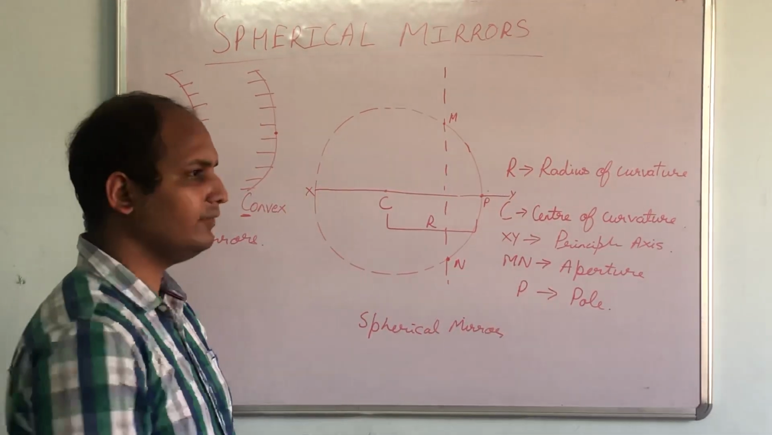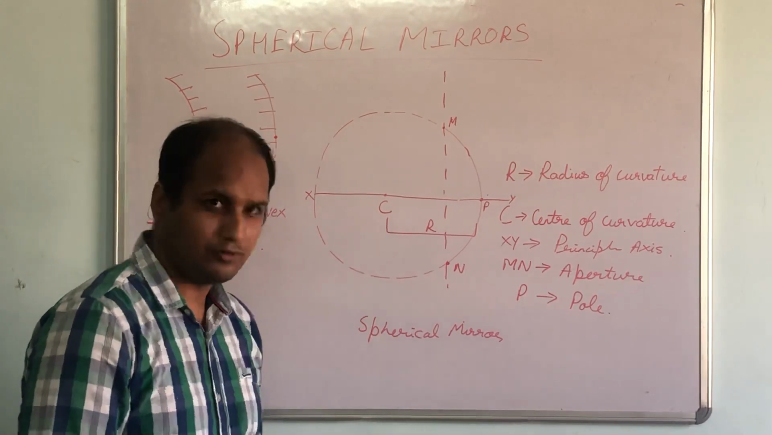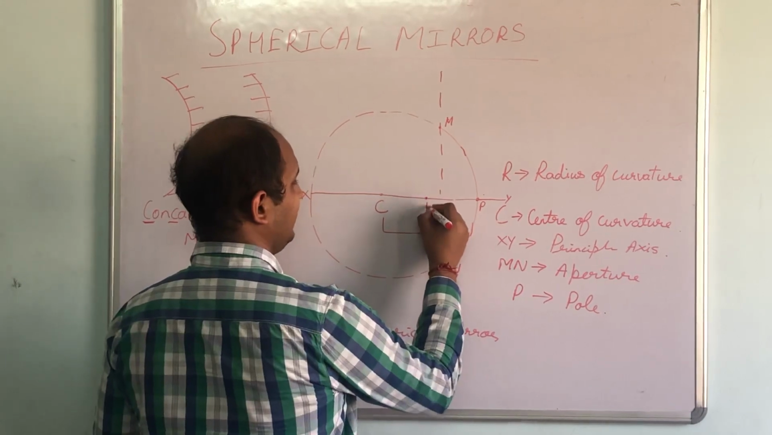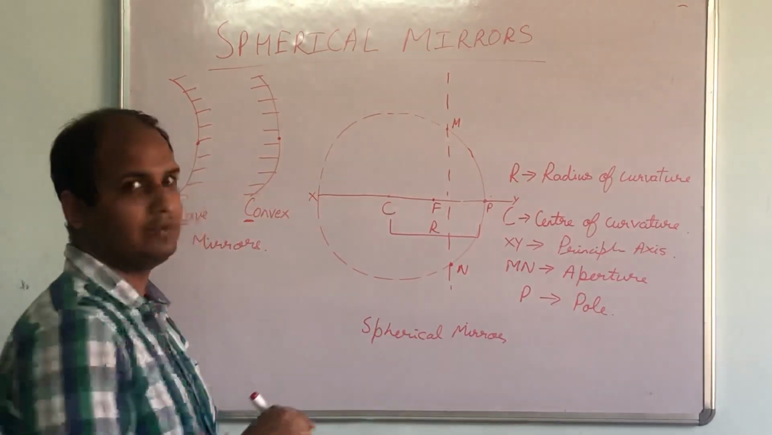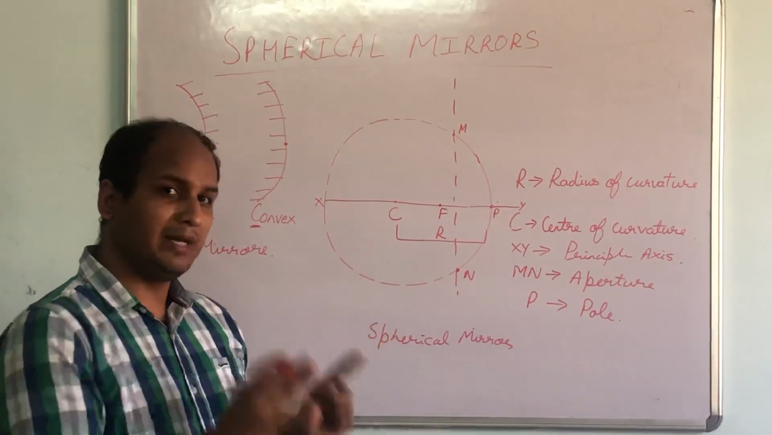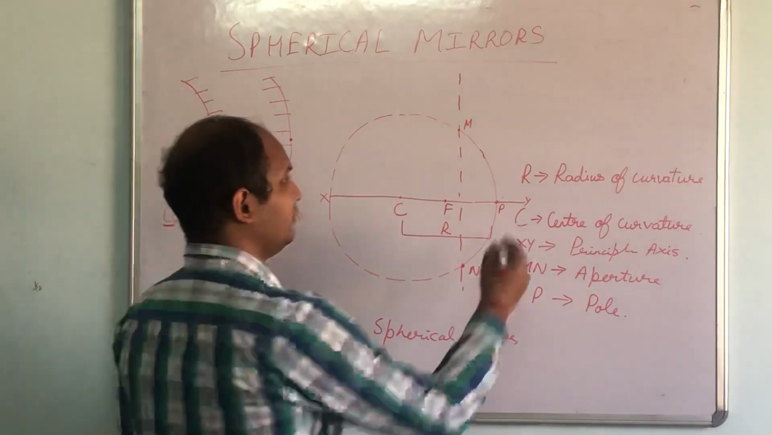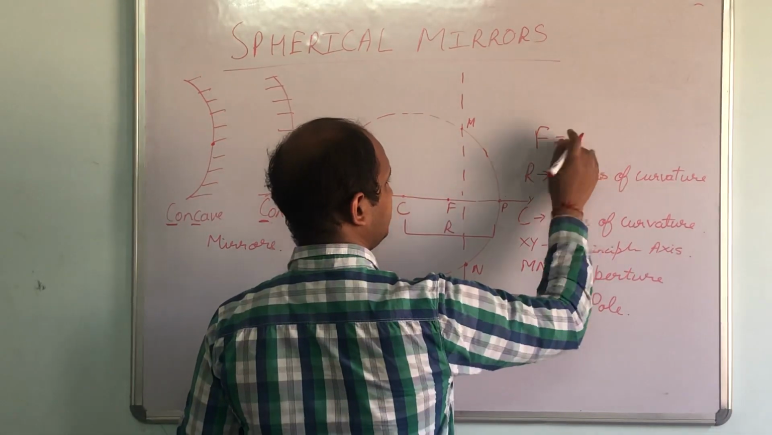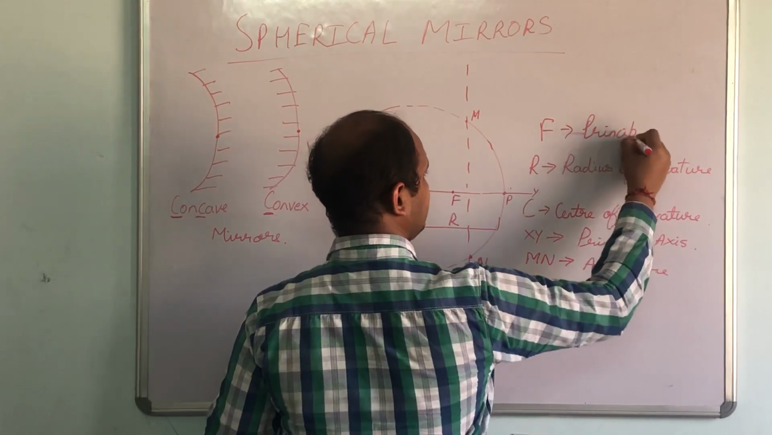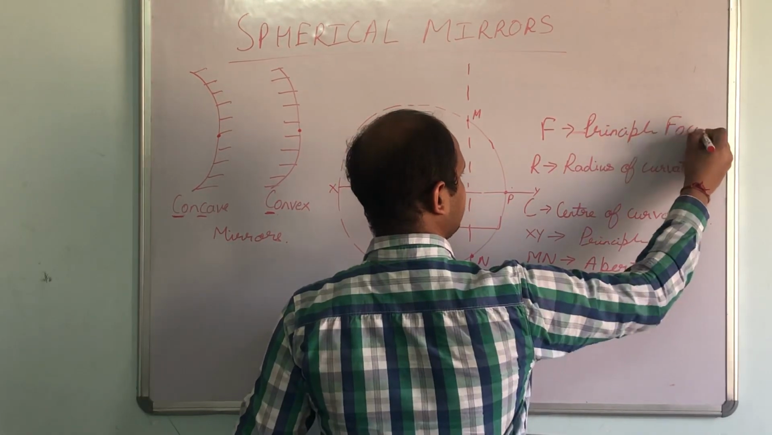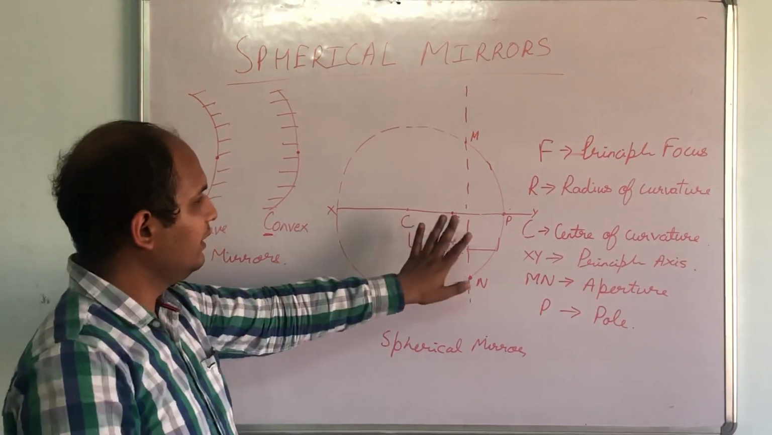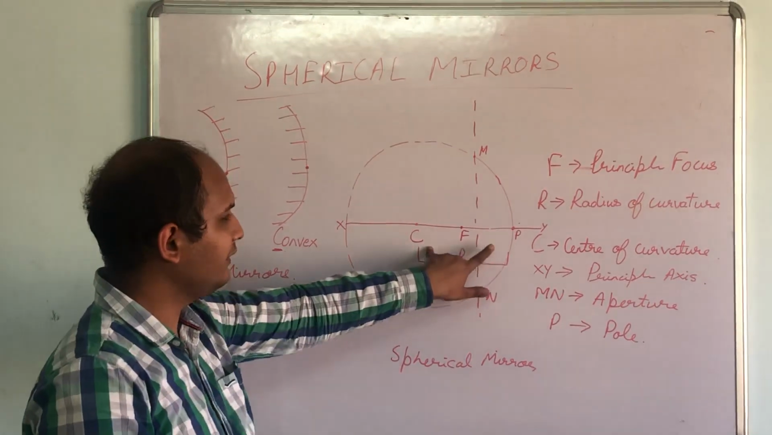Now one more thing is left, that is known as principal focus, or focus. Focus is somewhere in the middle of the center of curvature and the pole of the mirror. So between the center of curvature and the pole of the mirror, the focus will be present, right? We call it principal focus. And this principal focus is basically a point between the center of curvature and the pole.